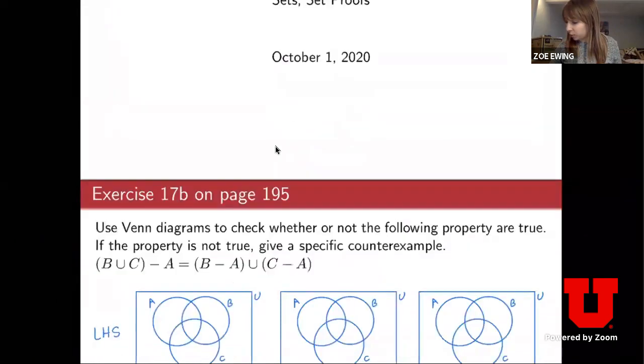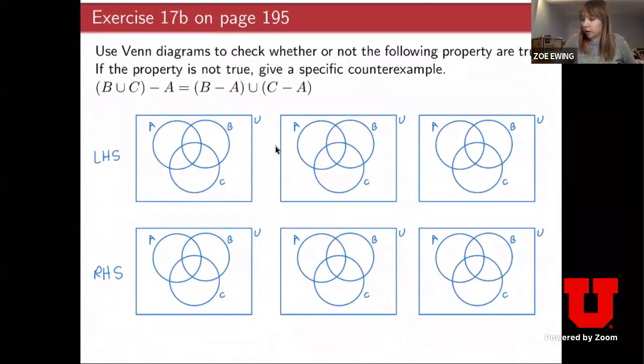Our first problem today is on Venn diagrams. So we're checking if the following property is true. I'll let all of you work on this one for a minute, and then we'll go over the answers together. So I'm just going to set a timer for 2 minutes.